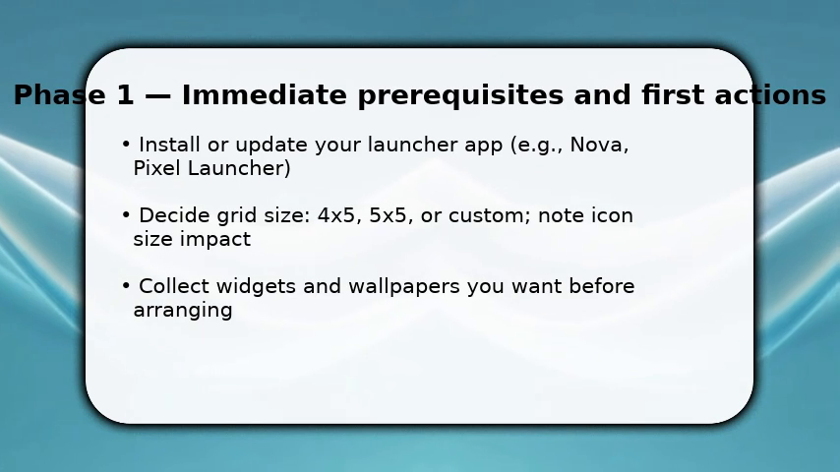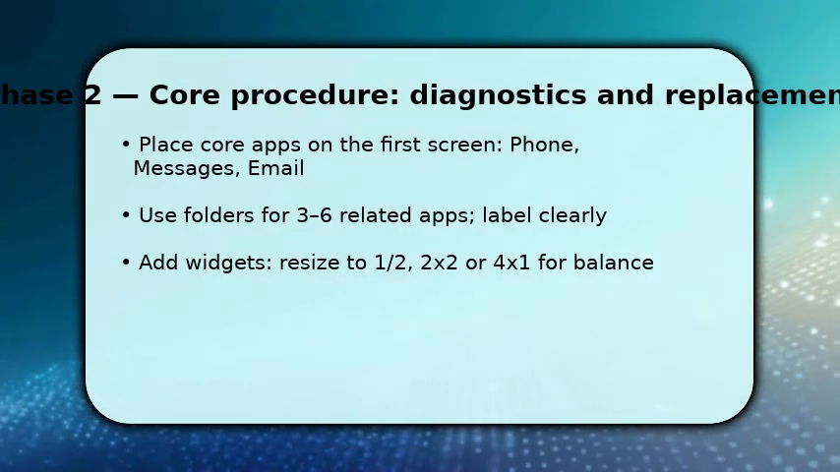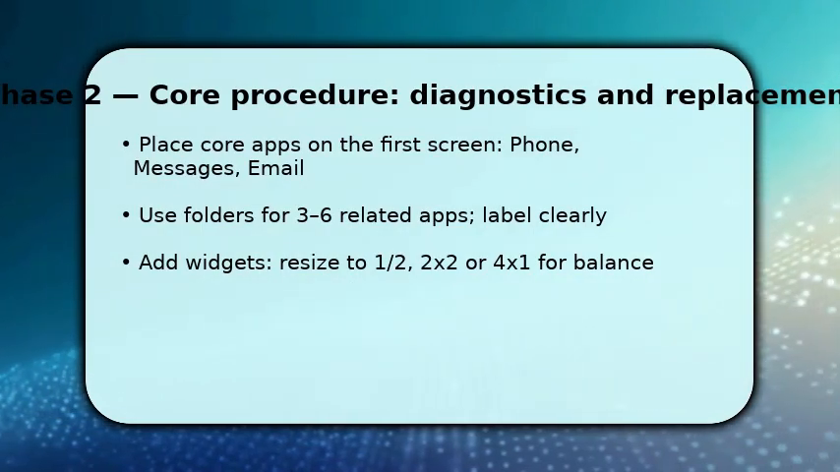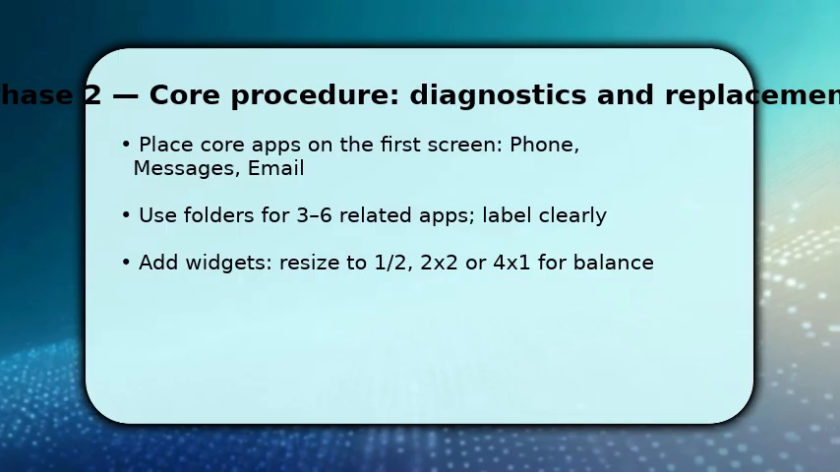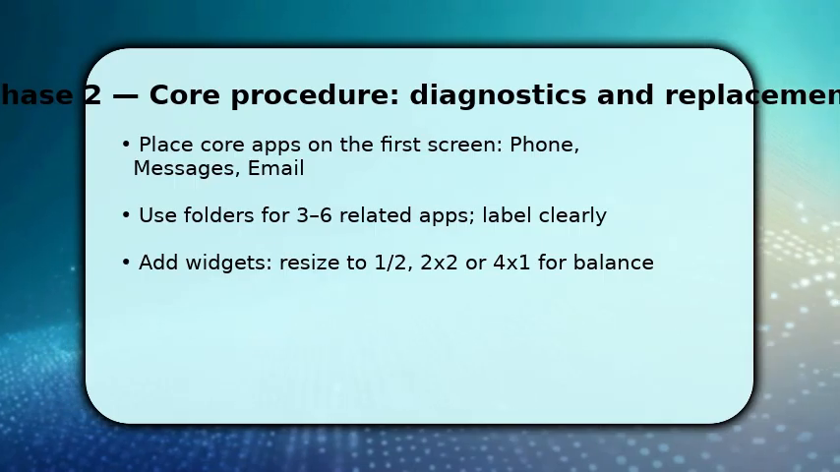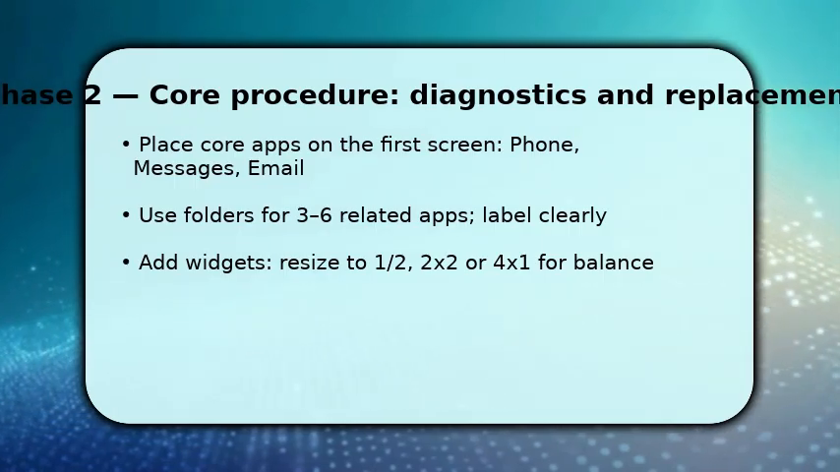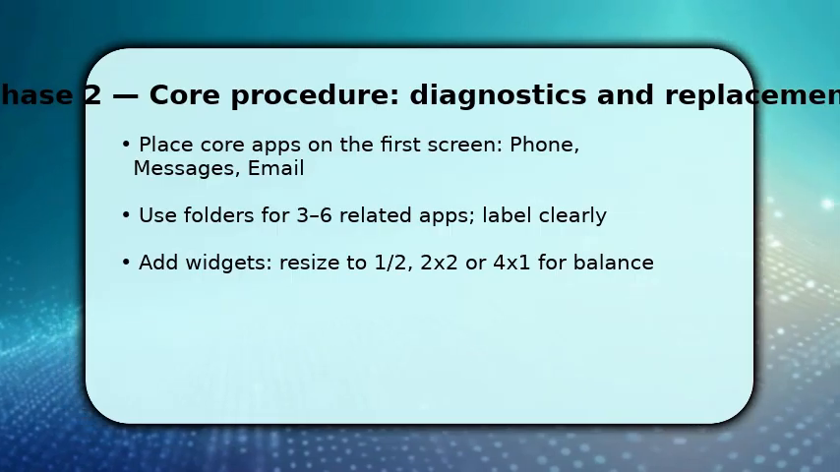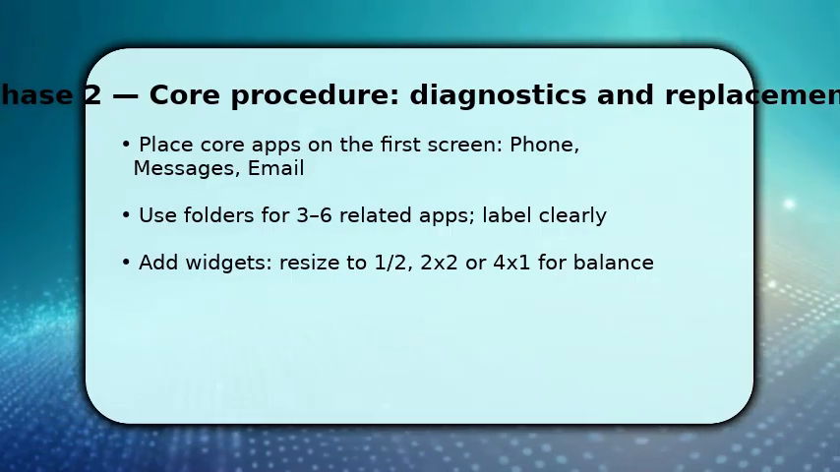Now you arrange icons and widgets to create a usable rhythm. Start by placing core apps on the primary screen, then group related apps into folders. Folders reduce clutter and speed access. Drag a widget, place it, then long press to resize. Use 1x2 or 2x2 sizes to keep spacing consistent.